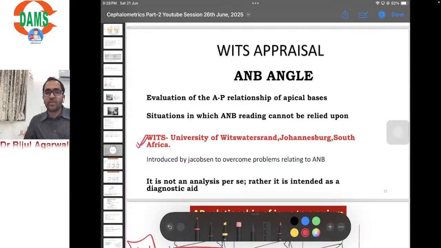And who gave this appraisal? It was given by Alexander Jacobson. So as I said, it is not an analysis. There are not many values. It's just intended as a diagnostic aid due to improper anteroposterior position of the denture bases, or improper orientation of the SN plane.